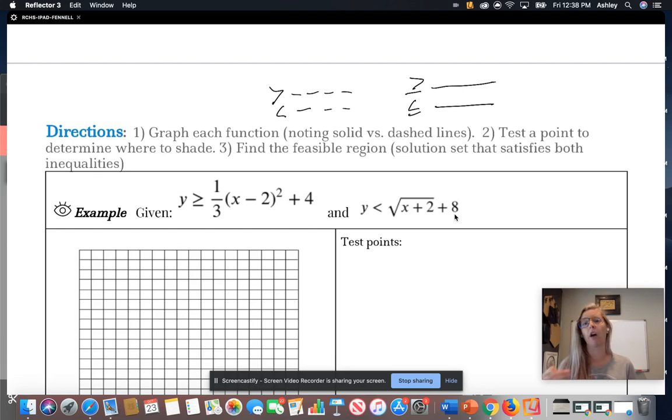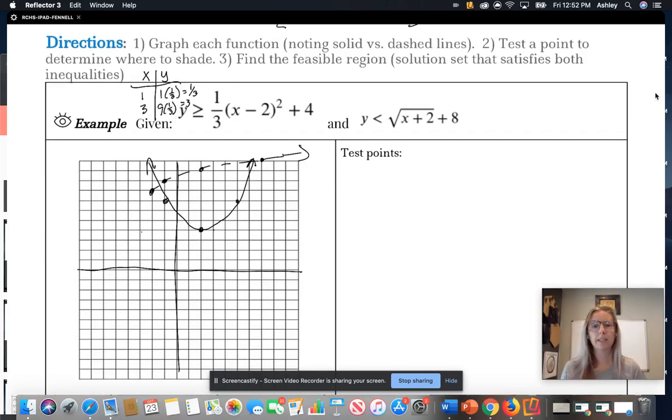So if you test a point on the line, it will give you a true statement if it's greater than or equal to. It will give you a false statement if it's just greater than. Hopefully that makes sense and is a review concept. All right, so let's look at this first example. We're going to graph these functions. We're going to test points in the various regions so that we can identify the feasible region.